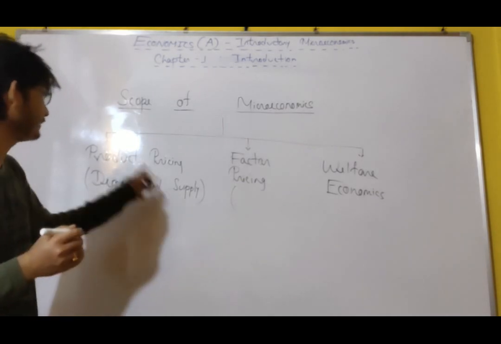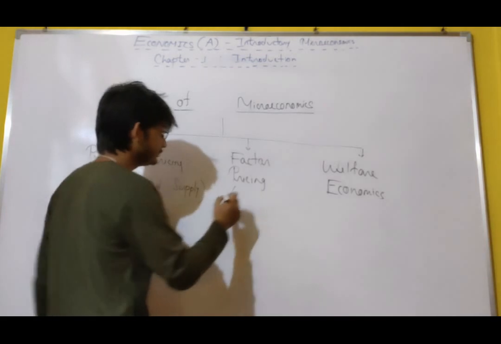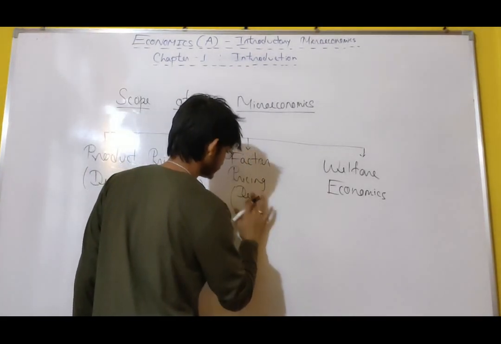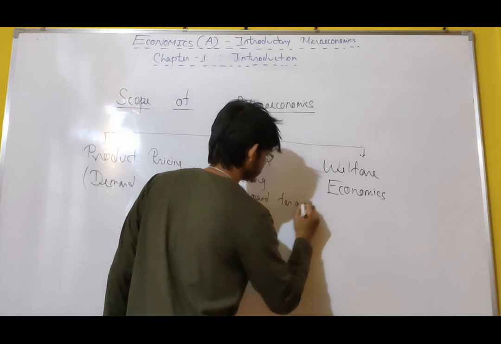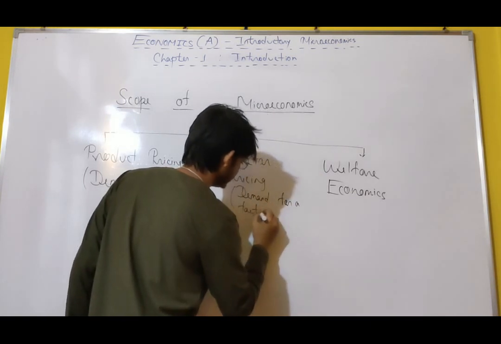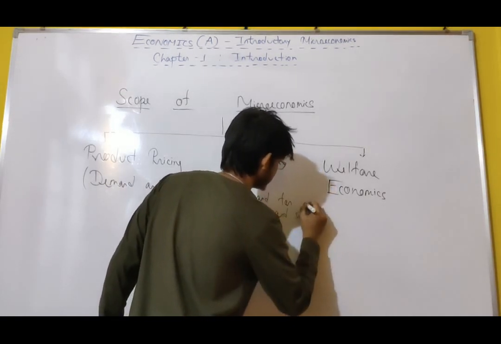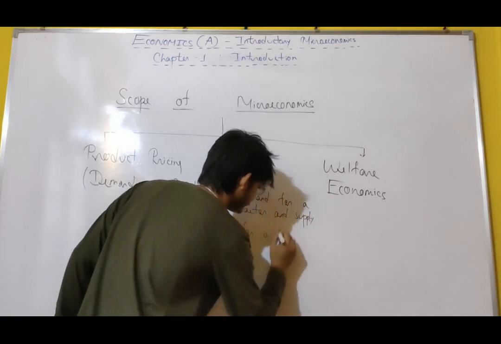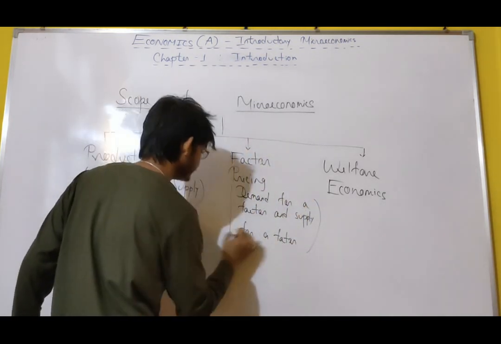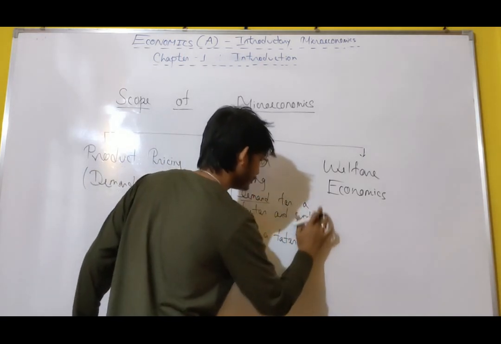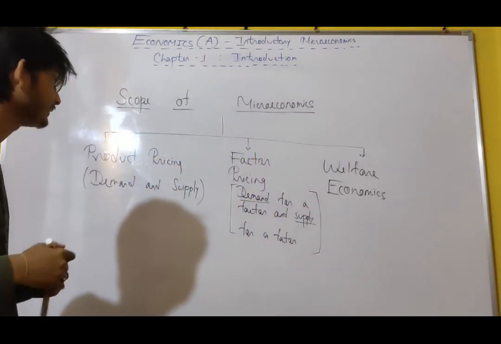The demand for a product and supply for a product, which are discussed under product pricing, will get the same ideology, but here demand will be demand for a factor and supply for a factor. So again, with the help of the forces of demand and supply, we will set up the price of a factor. What is the demand for a factor?